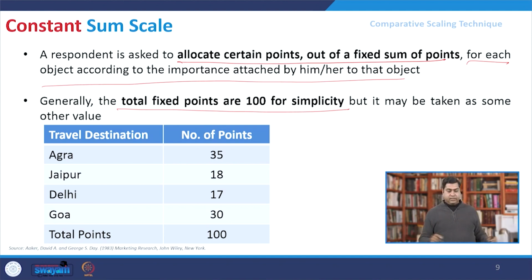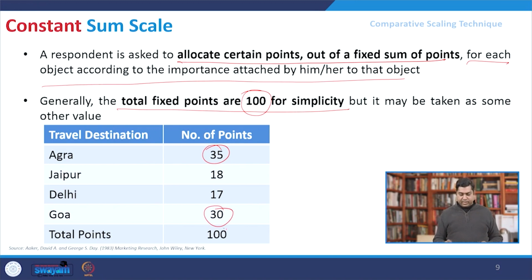If you increase it, instead of 100 you can make it 1000 or 10,000, then also there will be some sort of issue. So normally 100 is something we can always use, think about percentile. In this particular case, again Agra, the points are 35, here 30. Again there is no such correlation between these values and the rank order or the pairwise comparison. It is just an example of the same kind that I am referring to.